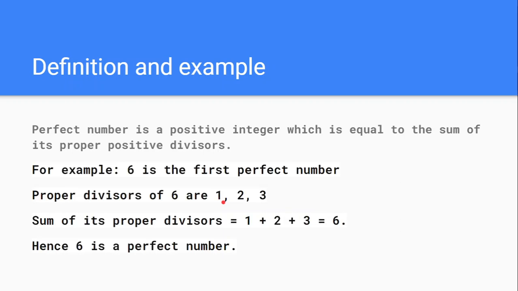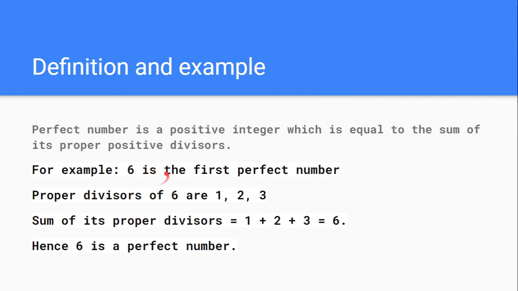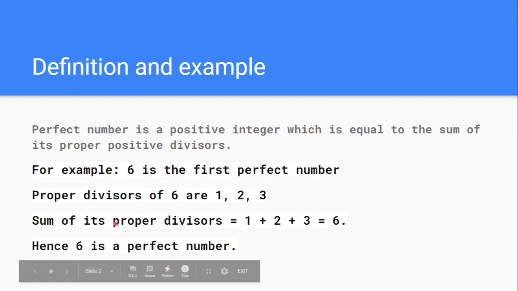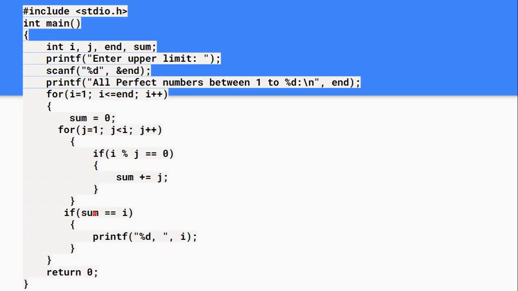So now here the proper divisors are 1 plus 2 plus 3, which is 6. So the number is equal to the sum of its proper divisors. These numbers are called perfect numbers. Likewise, this is example one that is given. We have to write a program for perfect numbers. So, how do we write the program for perfect numbers?